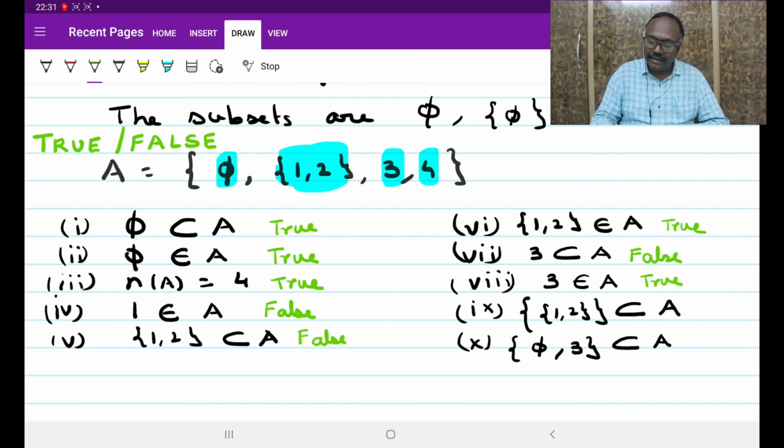Now let us see the second last one. The set 1, 2 within braces. So the member in braces is a subset of A. So obviously this is true. And then the set containing 2 members, that is null set and 3. So these are the 2 members of set A. So I have written 2 members separated by a comma within the braces. Obviously it is a subset of A. So this is also true.